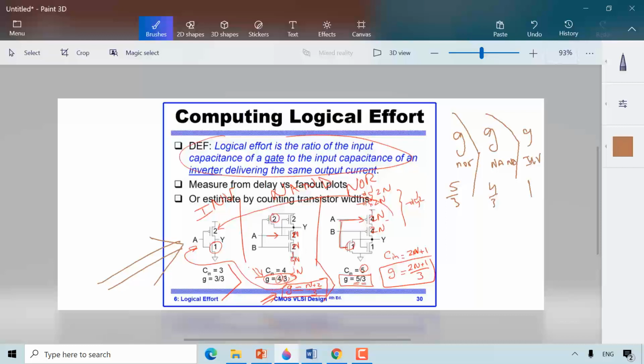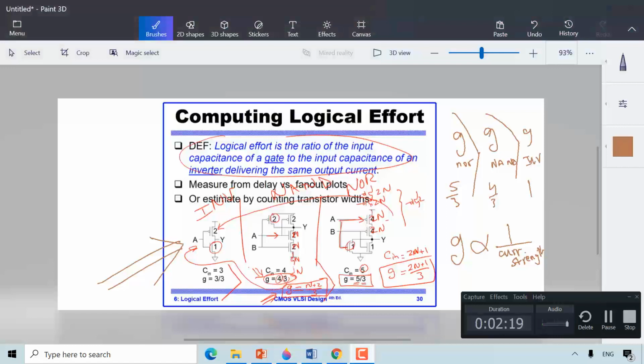To say it another way, the G is inversely proportional to the current strength. Okay, so that's to clarify what we said in the last lecture. And let's go back to this lecture now.